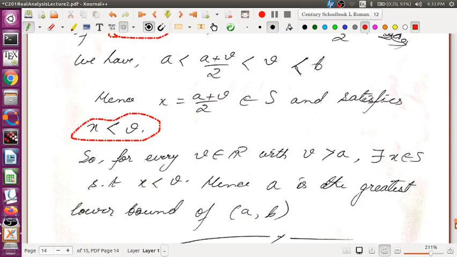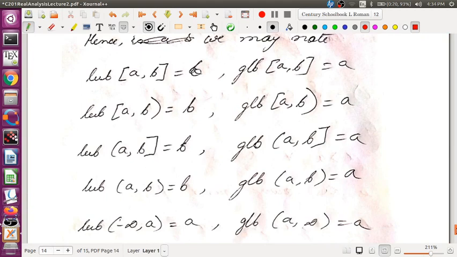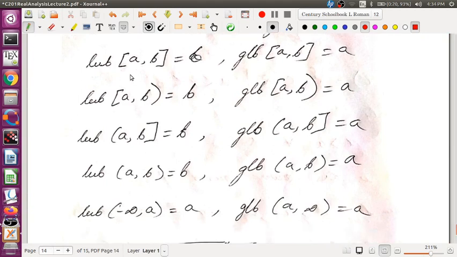But what was v? v was an arbitrary real number which was greater than a. That means no real number greater than a can be a lower bound of the set (a, b). That means a is the greatest lower bound. Hence, a is the greatest lower bound of (a, b). So the same proof will work for all these types of bounded intervals.